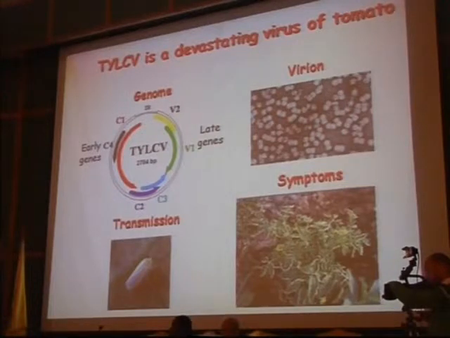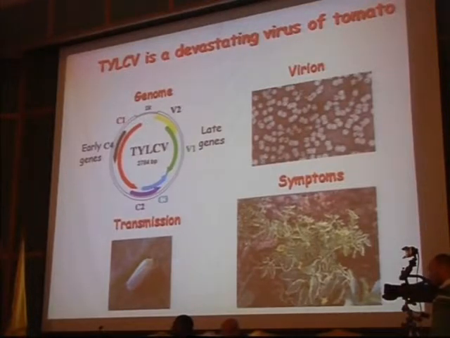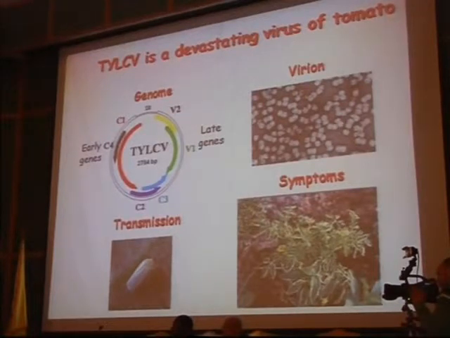This virus has one circular DNA, single-stranded. Once it enters the cell, it forms double-stranded DNA. It has 6 open reading frames. We have early genes and late genes. The early genes include the Rep gene, the only gene produced by the virus that is responsible for virus replication, but the virus uses the replication apparatus of the cells to replicate. And we have C2, C3, and C4. C4 is very important because it's responsible for movement of the virus from one cell to another.